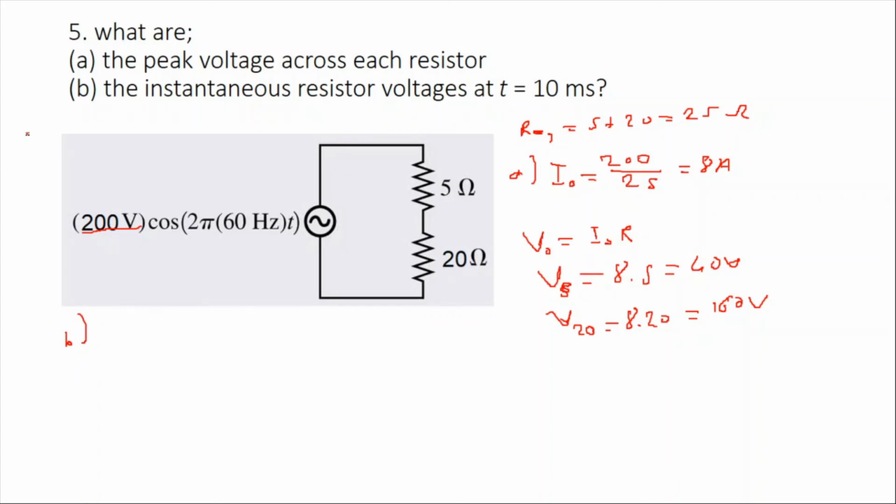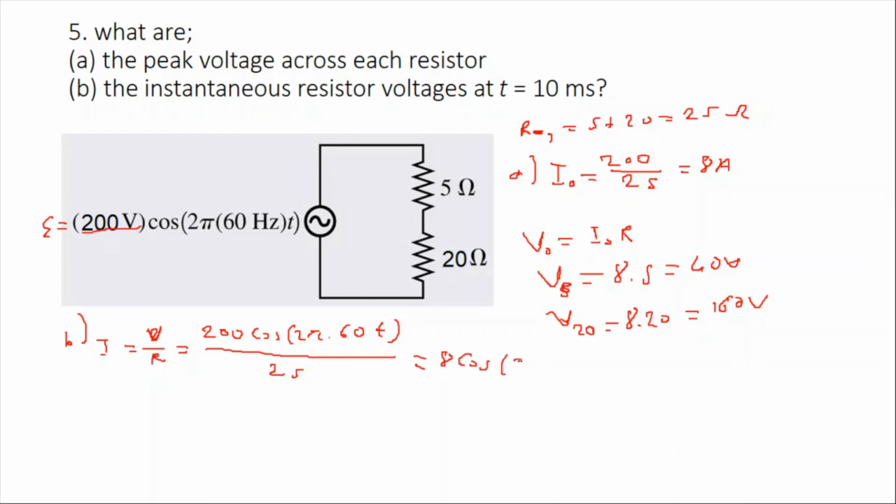For B, the instantaneous resistor voltage at t equal to 10 milliseconds. We know that I will be equal to V over R, and this is the voltage change. The voltage change is 200 cosine 2 pi 60 hertz times t, divided by R, and the total R is 25. So from here, the change of the current in the circuit will be 200 divided by 25, which is 8 times cosine 2 pi 60t. This is the change of the current with time.